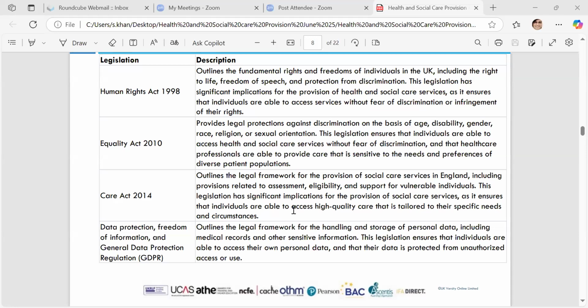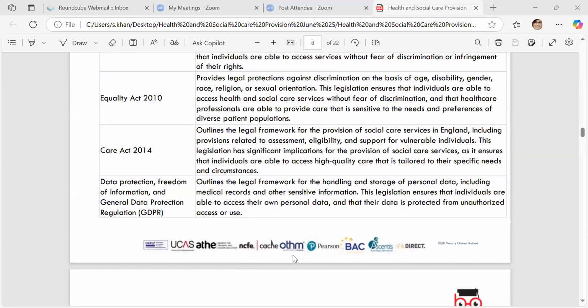So it's literally there to promote the well-being of adults who need care and support, putting preventative measures in place for them and ensuring individuals have a say in their care and planning. And then we have the one we've talked about a little bit earlier as well, data protection.